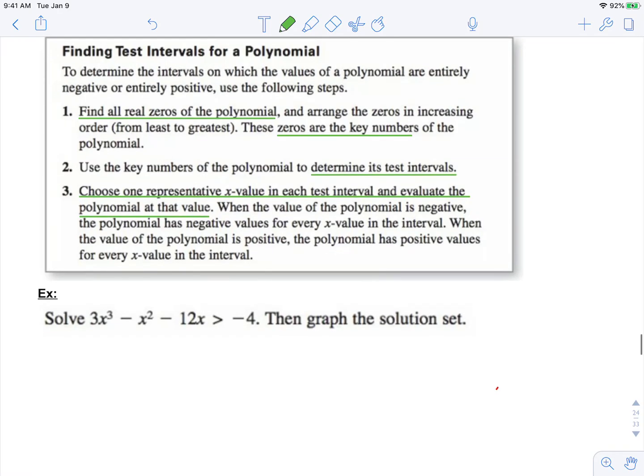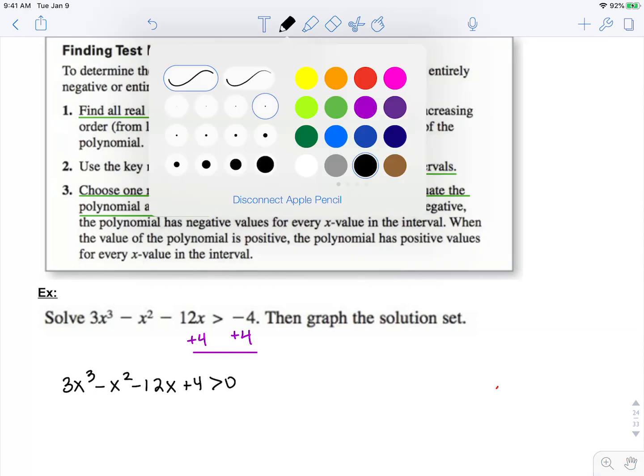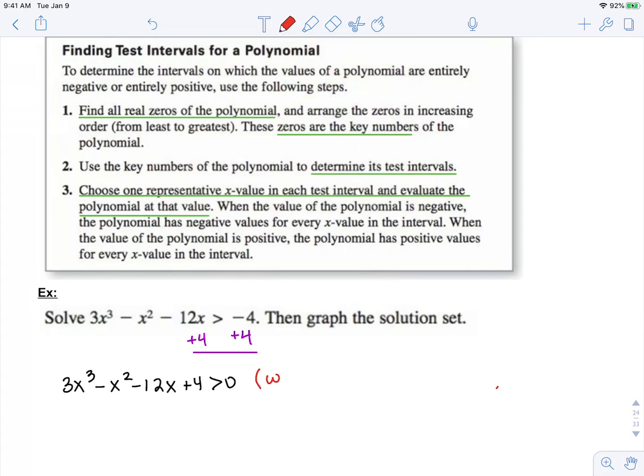So let's go ahead and start this. First I'm trying to solve when this polynomial is greater than -4. Just like a polynomial equation, we need to get this equal to 0 first. That makes our lives a lot easier. Now we have 3x cubed minus x squared minus 12x plus 4 is greater than 0. So if we're asking when it's greater than 0, we're asking when is it positive? Okay, keep that in mind.